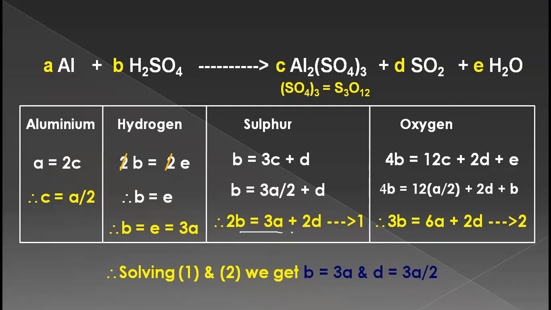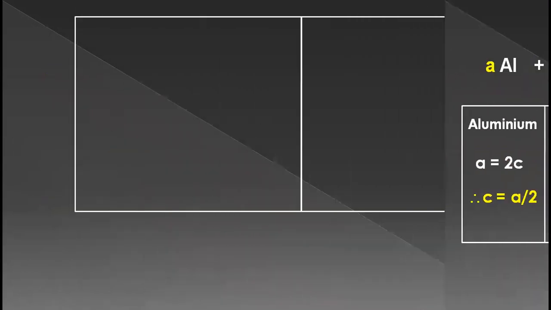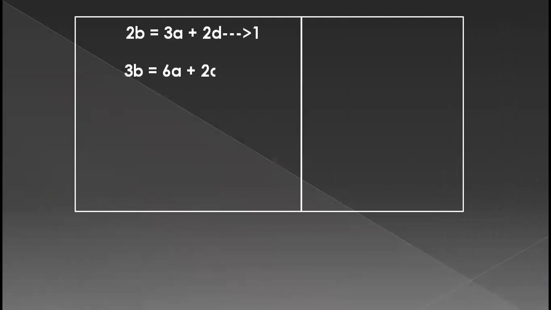So just remember these two equations. We have 2B equal to 3A plus 2D. This is equation 1. And 3B is equal to 6A plus 2D. So the two equations are written here. What I'm going to do is subtract the first equation from the second equation, 2 minus 1.